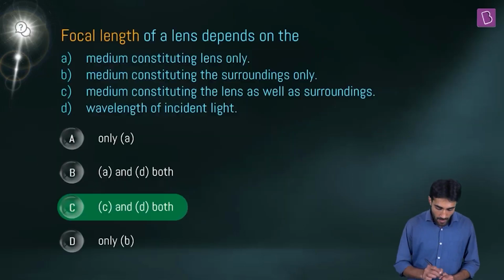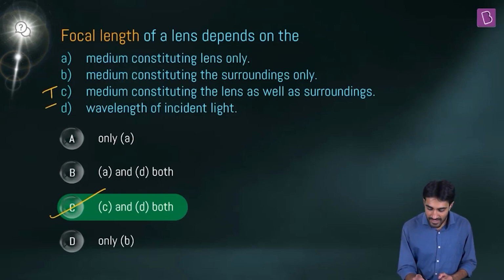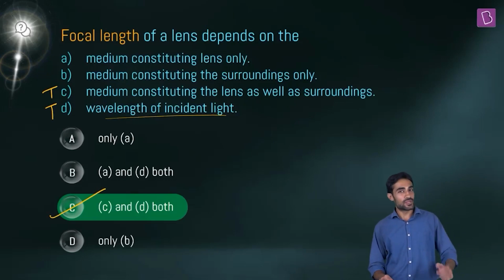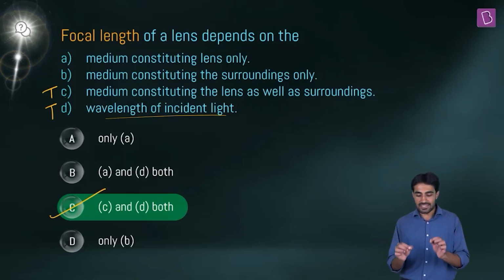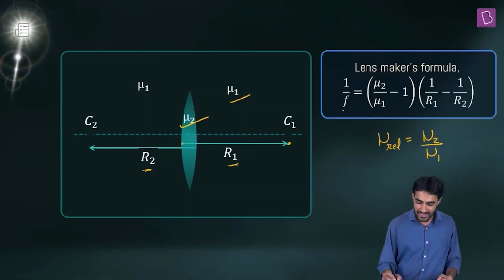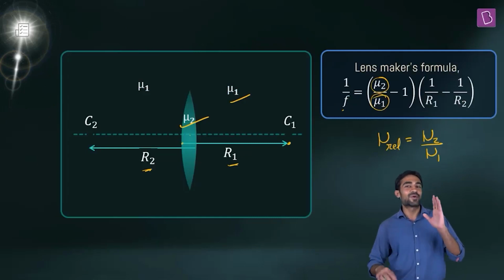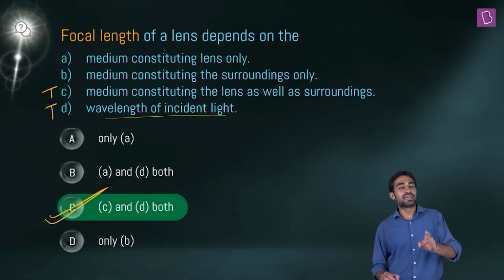So let's mark option C. It says that statement C is true and statement D is true. Statement D said it depends on the wavelength of the incident light. We talked about that. It is true. And statement C says the medium consisting the lens as well as the surrounding. Yes. So focal length depends on the refractive index of the lens as well as the refractive index of the outside medium. So option C, C and D both, is the right option for this question.